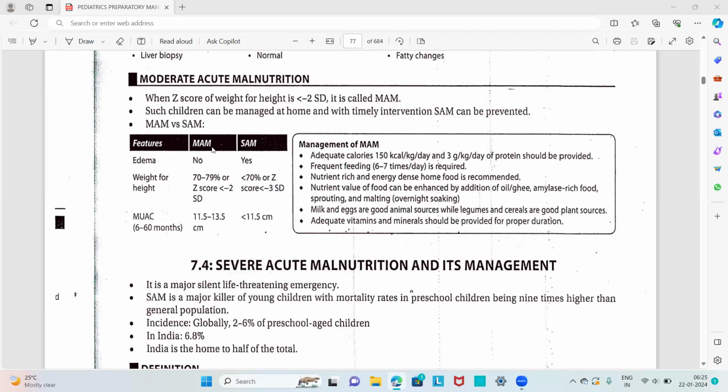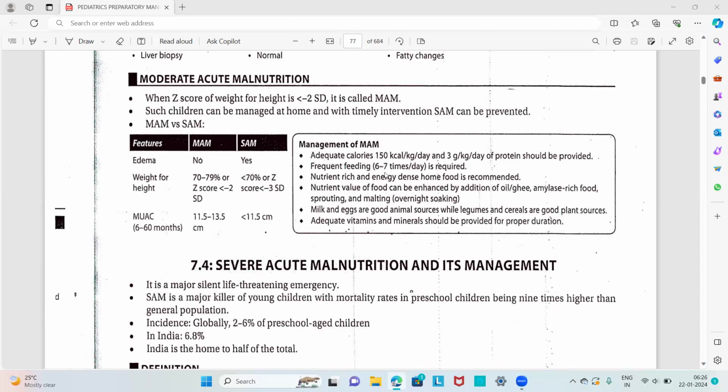But in the case of moderate acute malnutrition, it is 11.5 to 13.5 centimeters. So these are the criteria for the diagnosis of severe acute malnutrition: edema present, the Z score is less than -3 standard deviation, and the mid-upper arm circumference is less than 11.5 centimeter.